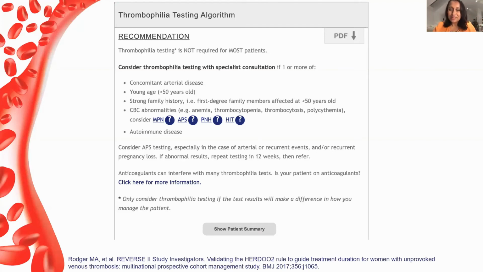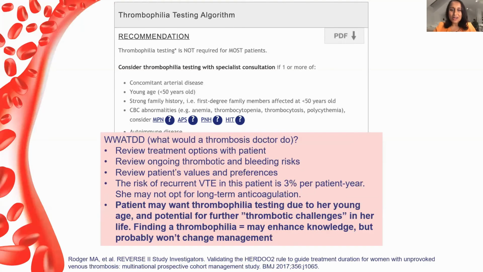So you can click through, and what would a thrombosis doctor do? So this young woman had a big, scary clot, and the risk of having a recurrent VTE here is low. It's about 3% per patient year. But that risk could be amplified if the patient goes on to use hormones or if she becomes pregnant. She meets a lot of criteria for thrombophilia testing. You know, she's young, she's had a big clot.